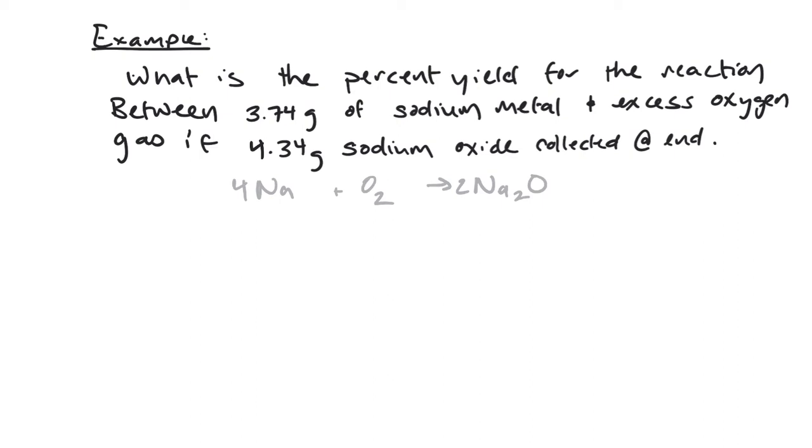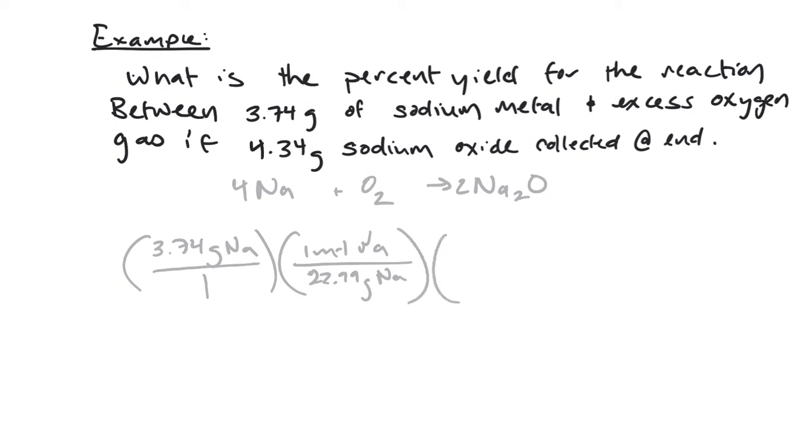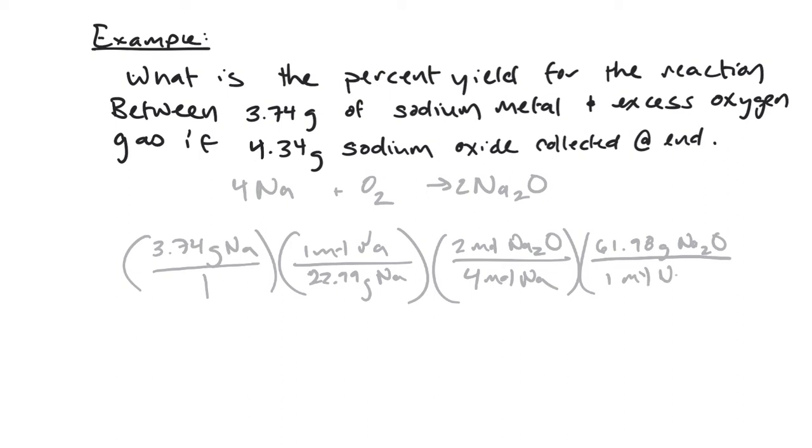Okay. I know that I'm reacting it with excess oxygen, which means that I only need to do the stoichiometry once with the 3.74 grams of sodium. So 3.74 grams of sodium, and then I can change that to moles of sodium. It's 22.99 grams of sodium. And then I know that I get 2 moles of sodium oxide for every 4 moles of sodium. And then I can turn that back into grams by multiplying it by the molar mass, which is 61.98 grams of Na2O per 1 mole of Na2O.